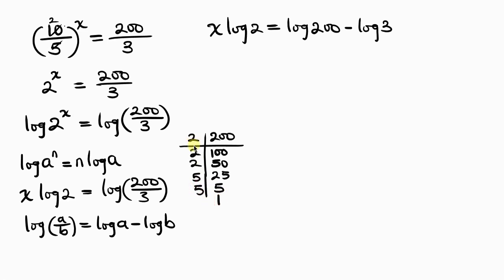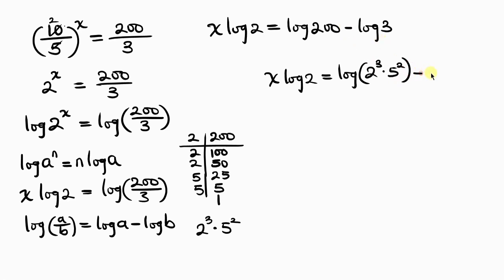So this is 2 times 2 times 2, which is same as 2 to the 3. This is 5 times 5, which is same as 5 squared. So 200 is same as 2 to the 3 times 5 squared. So I'm going to be writing that here. What we have now becomes x log 2 is equal to log, instead of writing 200, I write this. So this is 2 to the 3 times 5 squared. Good. And then minus log 3.